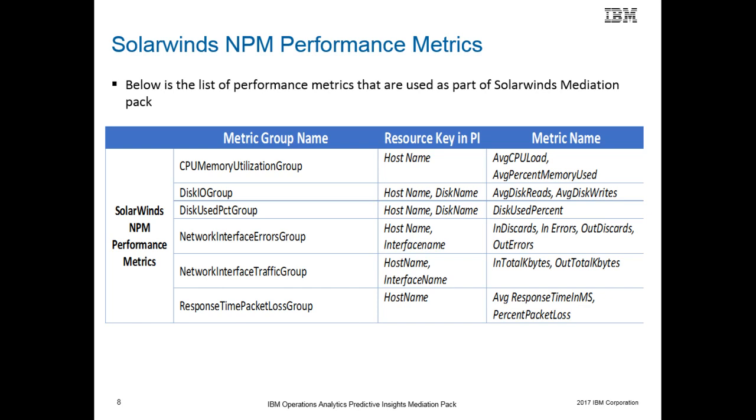This slide shows the list of performance metrics that are used as part of the Solarwinds NPM Mediation Pack. The metrics that are utilized are average CPU load and average percent memory used, which are members of the CPU memory utilization group. For disk metrics, the Mediation Pack leverages the average disk reads and writes along with the disk percentage used. The network metrics are comprised of inbound and outbound discards and errors along with total inbound and outbound kbytes. Average response time and percent packet loss are also used.